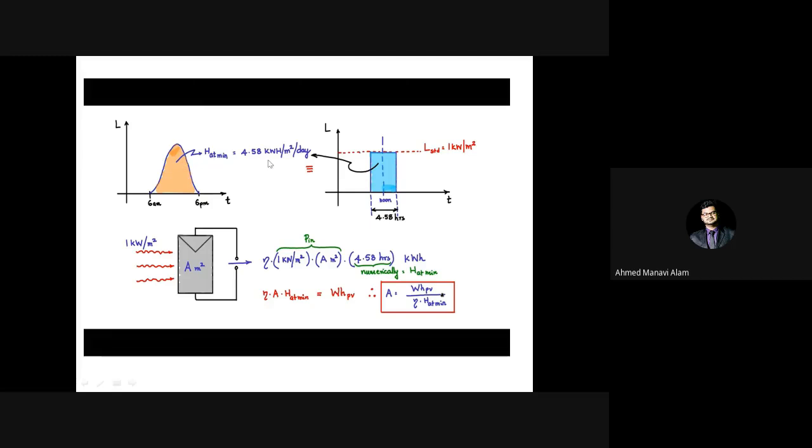This value will be given in the examples. You just need to understand what this value means. This value means that in a single day, the minimum HET, the minimum incident energy you are receiving from the sun, is 4.58 kilowatt hour per meter square. So this is the area under this solar insolation, because multiplying I into time, I get H, the incident energy.